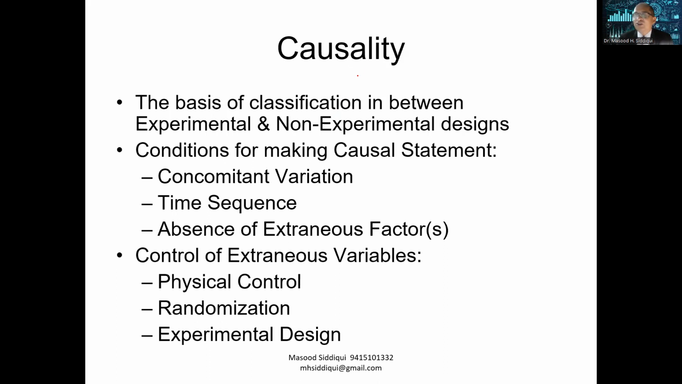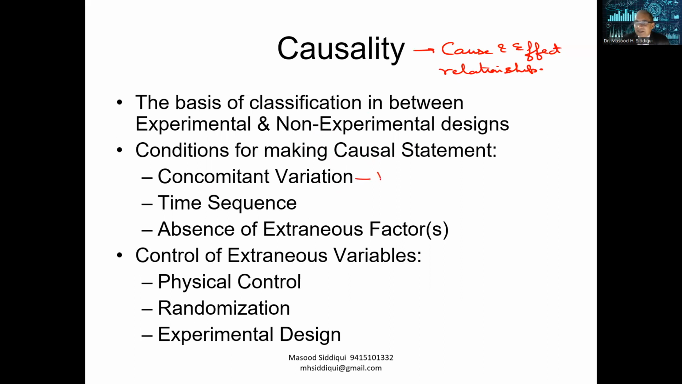So, in order to establish a cause and effect relationship, causality is actually establishing the cause and effect relationship. The experimental research design provides the causality, or a cause and effect relationship can be established through experimental research design. Now we will discuss the conditions for making any causal statement. A causal statement means establishing the relationship between cause and effect. The first one is the concomitant variation.